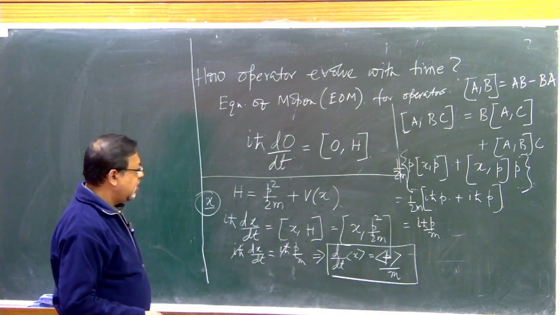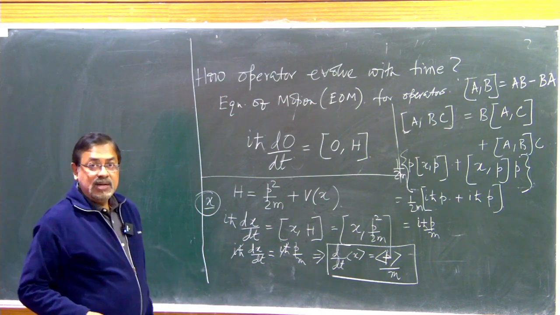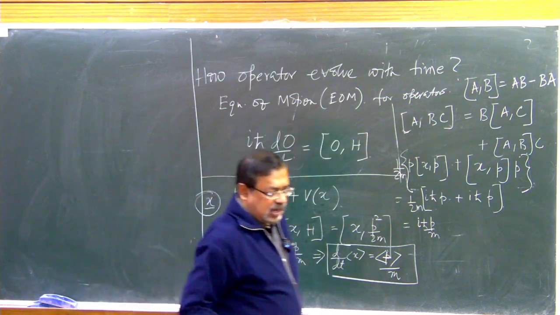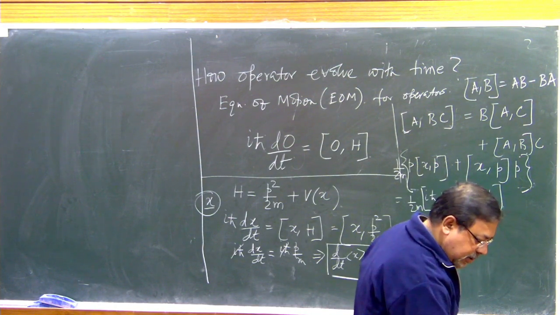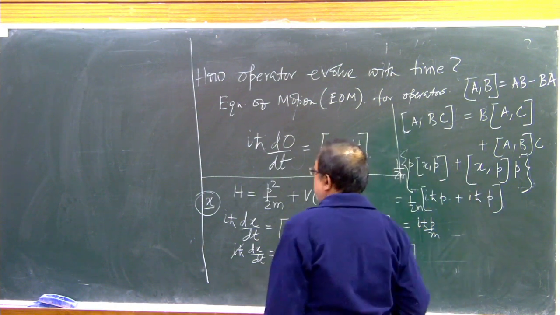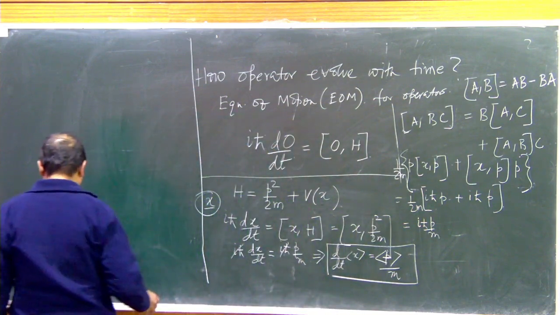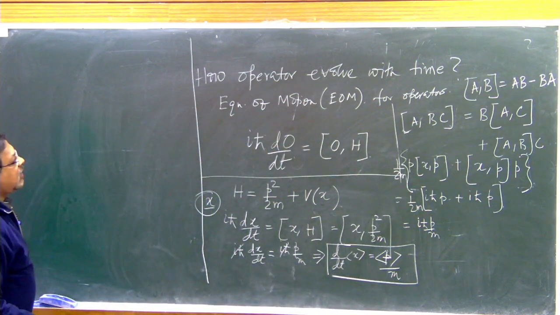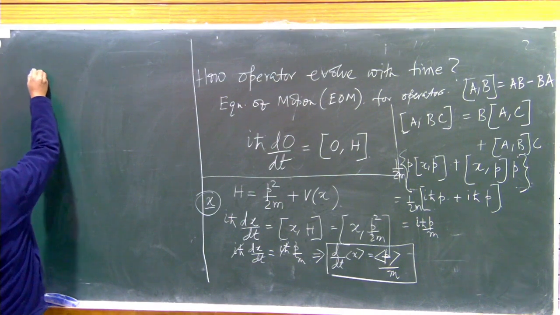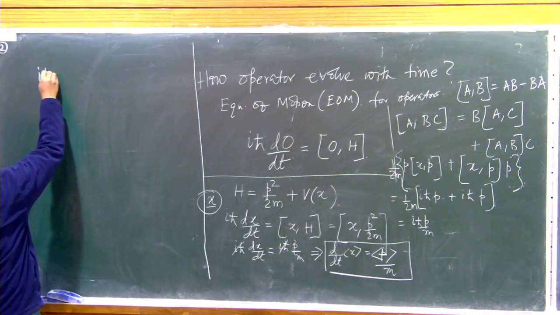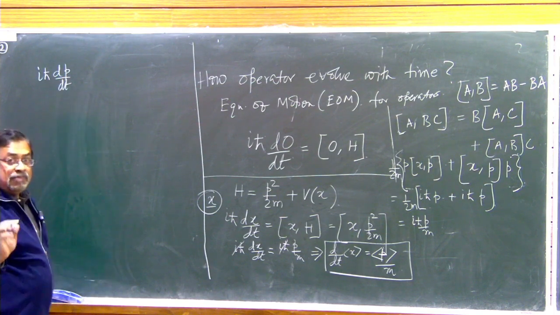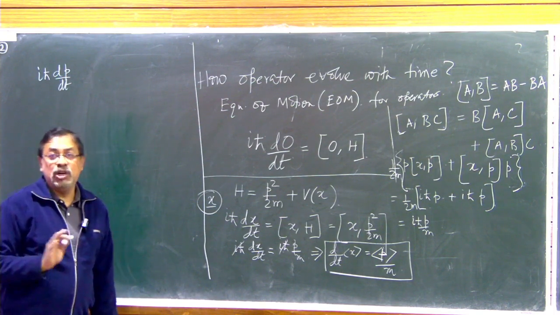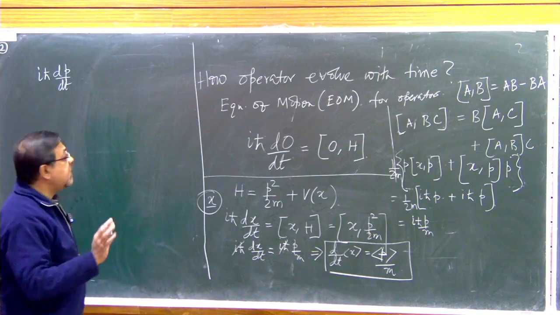Okay. So that's one, and I would expect that you do it for P, but it could be a little tricky. So let me do that for you as well. So I'll do that for P as well. So iħ dP/dt. P is not such a simple operator. P is a differential operator. So you have to keep that in mind.